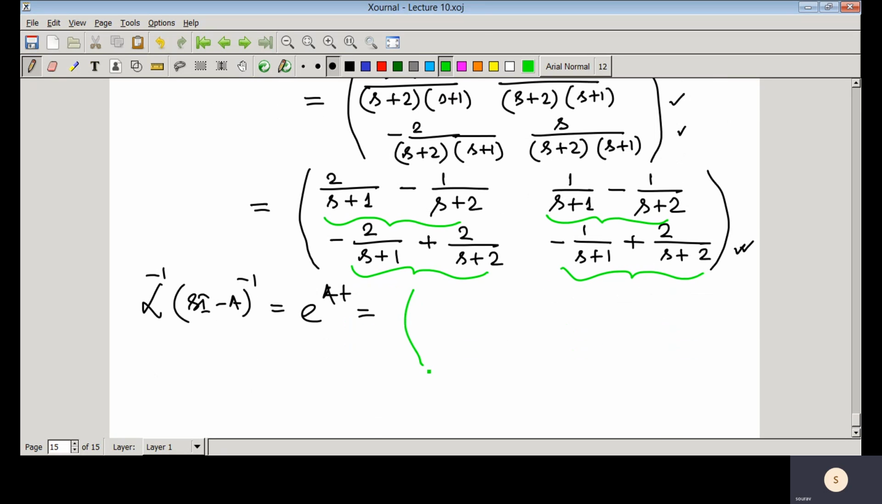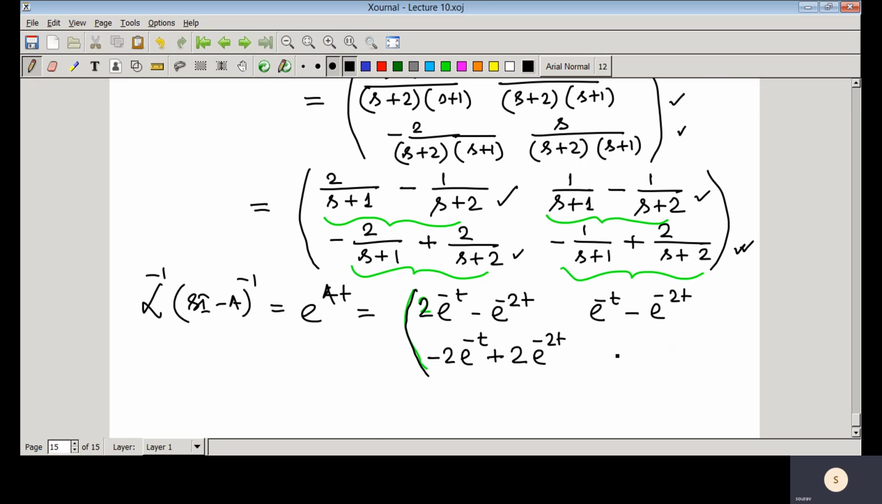If you take the Laplace inverse of that, what will you get? The first one you will get is 2 e to the power minus t minus e to the power minus 2t. This is the first term after the Laplace inverse. For the second term you will get e to the power minus t minus e to the power minus 2t. For the third term you will get 2 times e to the power minus t plus, then e to the power minus t plus 2 times e to the power minus 2t. So from here it is clear that if you take the Laplace inverse of this matrix, this is the exponential matrix denoted as e to the power At.